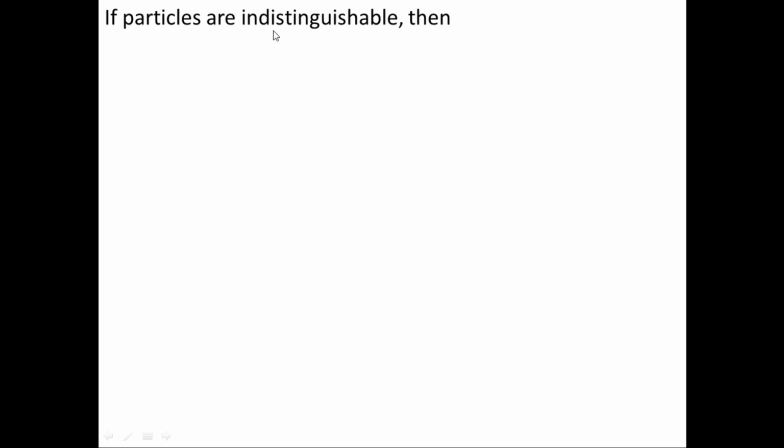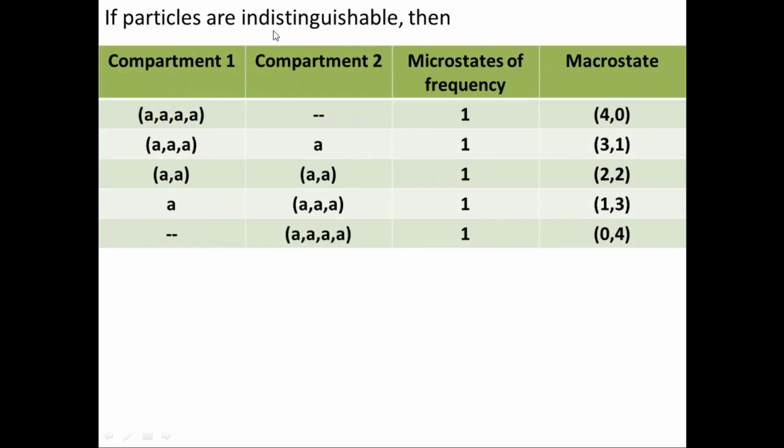Next, if the particles are indistinguishable, then what to do? This is the way we can arrange the 4 indistinguishable particles in 2 compartments. That is, the particles are all A, which means they are indistinguishable. So we can arrange all 4 particles in one compartment and the second compartment is empty. So the number of microstates, the frequency, is 1 and the macrostate is 4, 0.